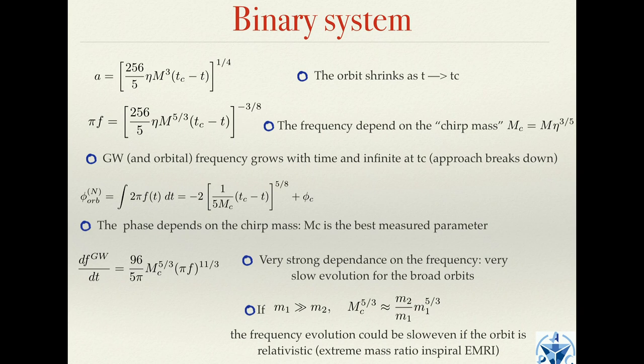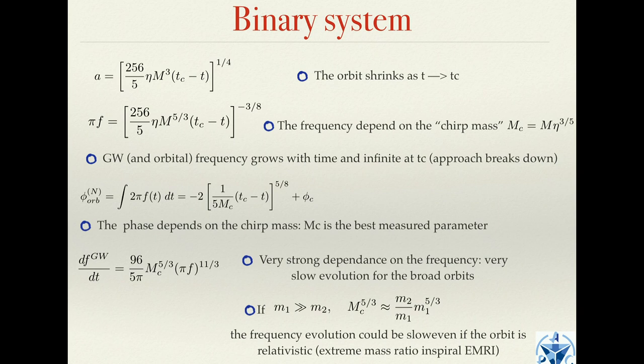This is how gravitational wave frequency is changing with time. It's also sometimes convenient to estimate, to see it. And especially what I want to emphasize is its very strong dependence on initial frequency. So this rate of change of frequency in the beginning is extremely slow, and as two bodies approach, it becomes faster and faster and faster.